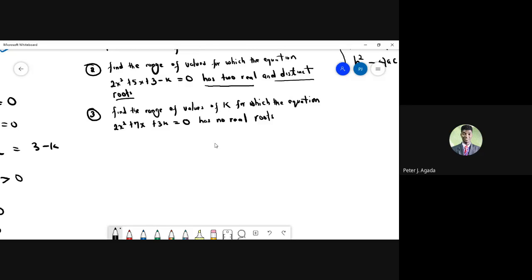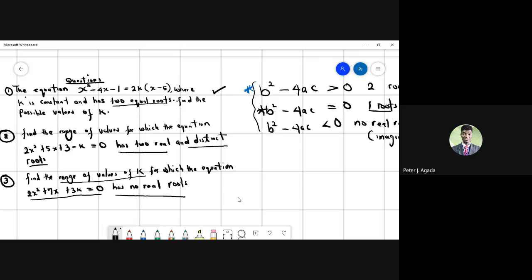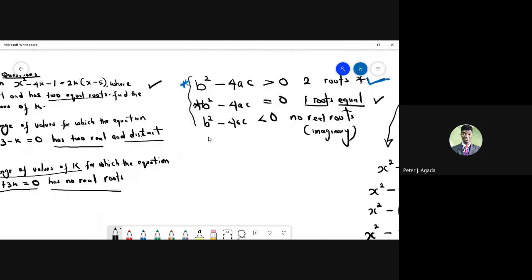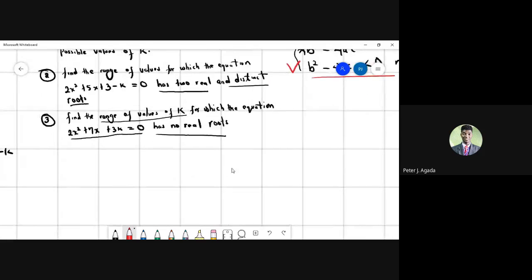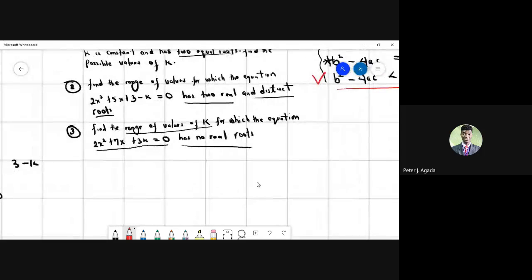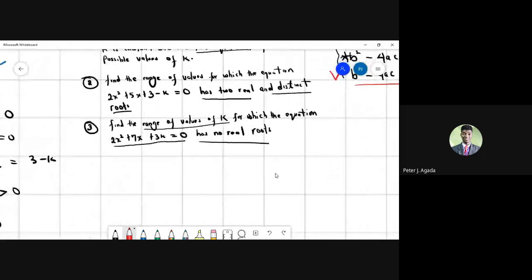The solution for question 3 says find the range of values of k for which the equation 2x squared plus 7x plus 3k equals 0 has no real roots. So what is the condition that we have to take? Going back to the conditions that we stated here, we can take the third condition. I'll use the red color to signify the condition. We can use this one: b squared minus 4ac is less than 0.